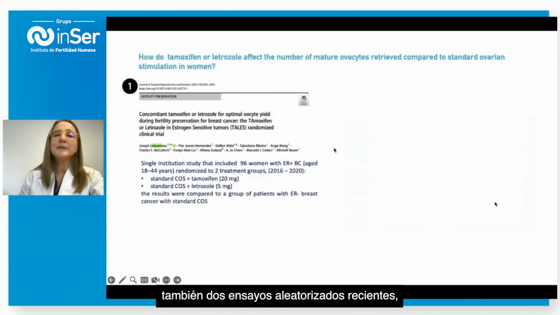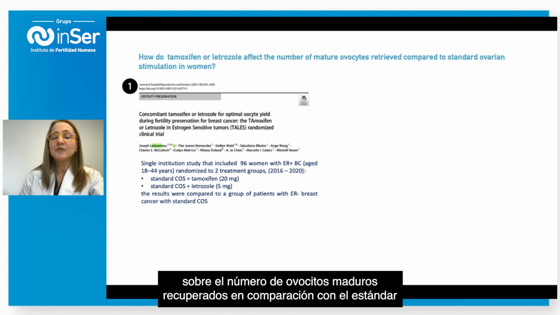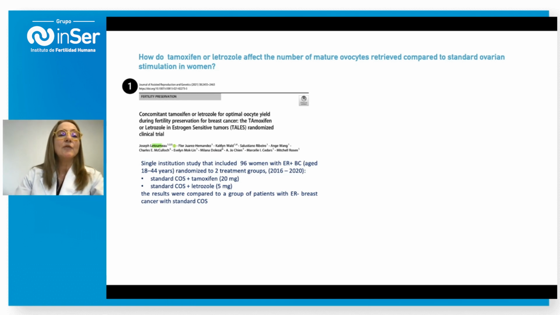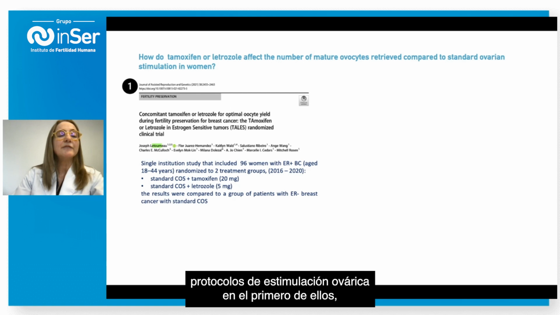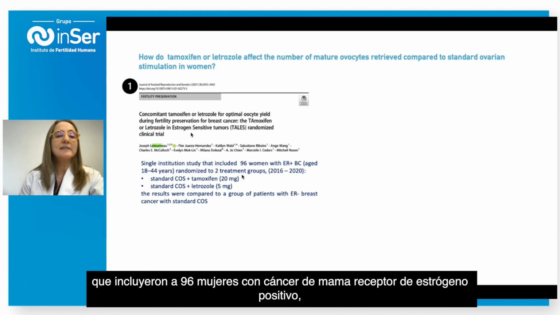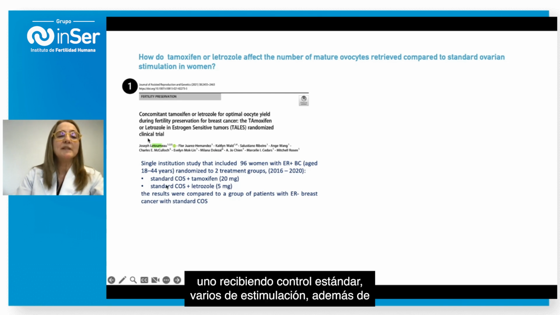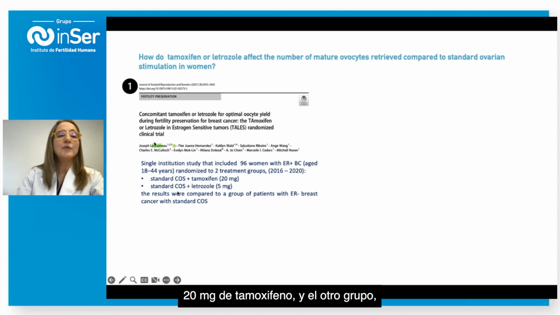Also, 2 recent randomized trials compared the effect of tamoxifen or letrozole on the number of mature oocytes retrieved compared to the standard ovarian stimulation protocols. The first of these randomized studies is a single institution study that included 96 women with estrogen receptor positive breast cancer that were randomized to two treatment groups, one receiving standard controlled ovarian stimulation plus 20 milligrams of tamoxifen, and the other group with the addition, instead of tamoxifen, of letrozole 5 milligrams.